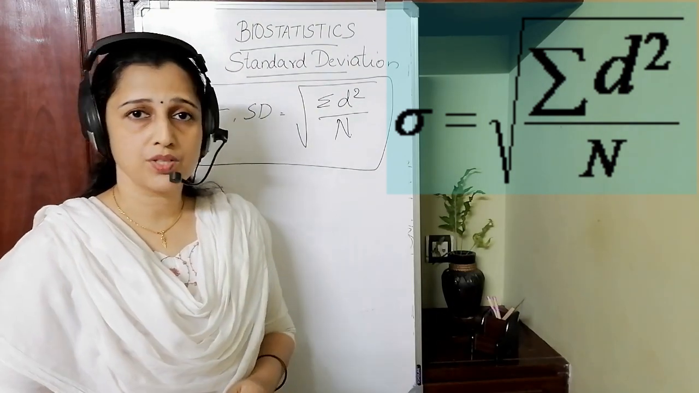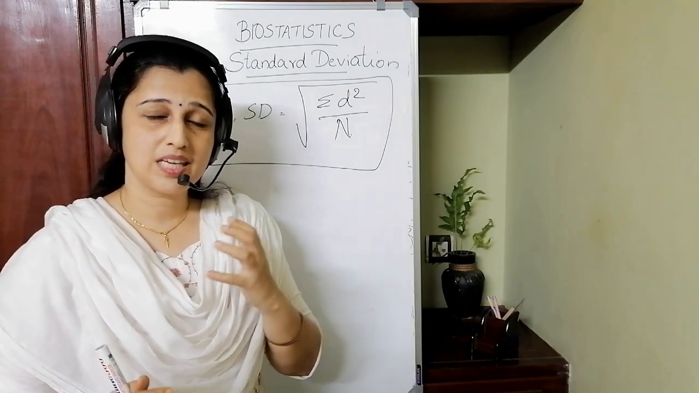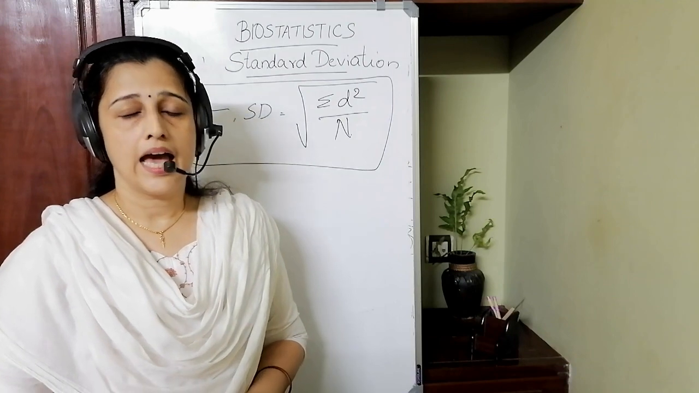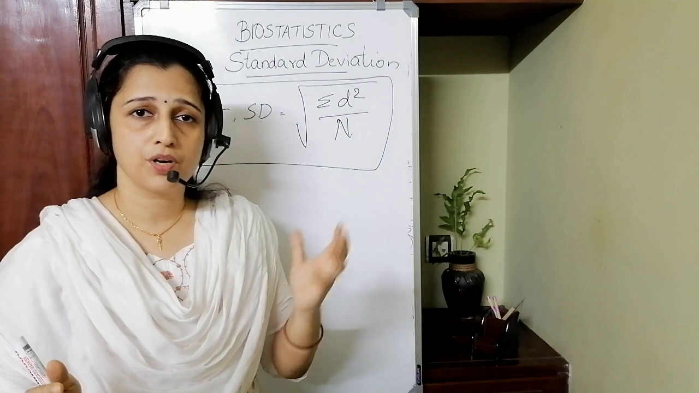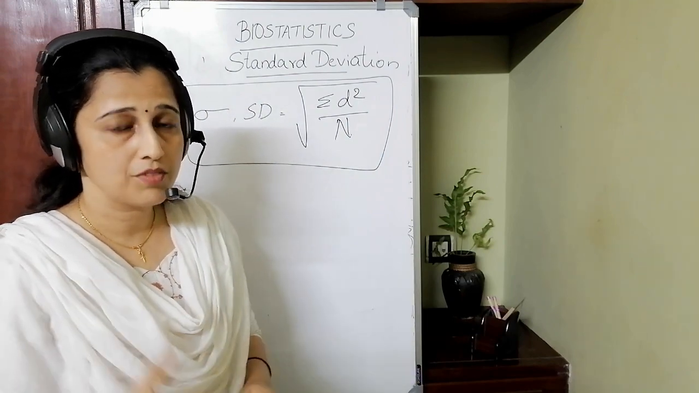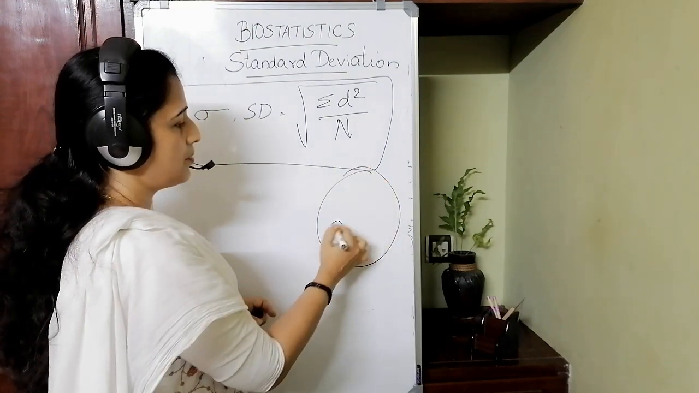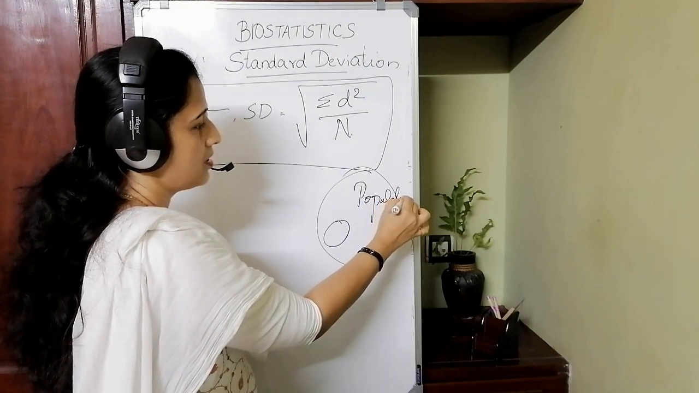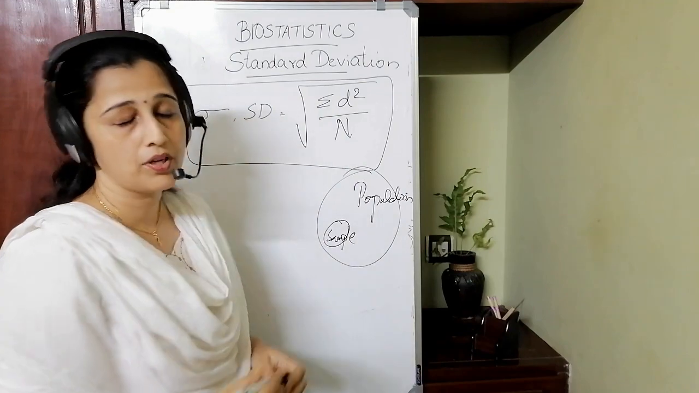While handling biological data, we have to keep in mind the size of the sample which we take. And the difference between sample and population, we have explained in the previous tutorials. If this is the population, this will be the sample. That means the sample is only a part of a population.